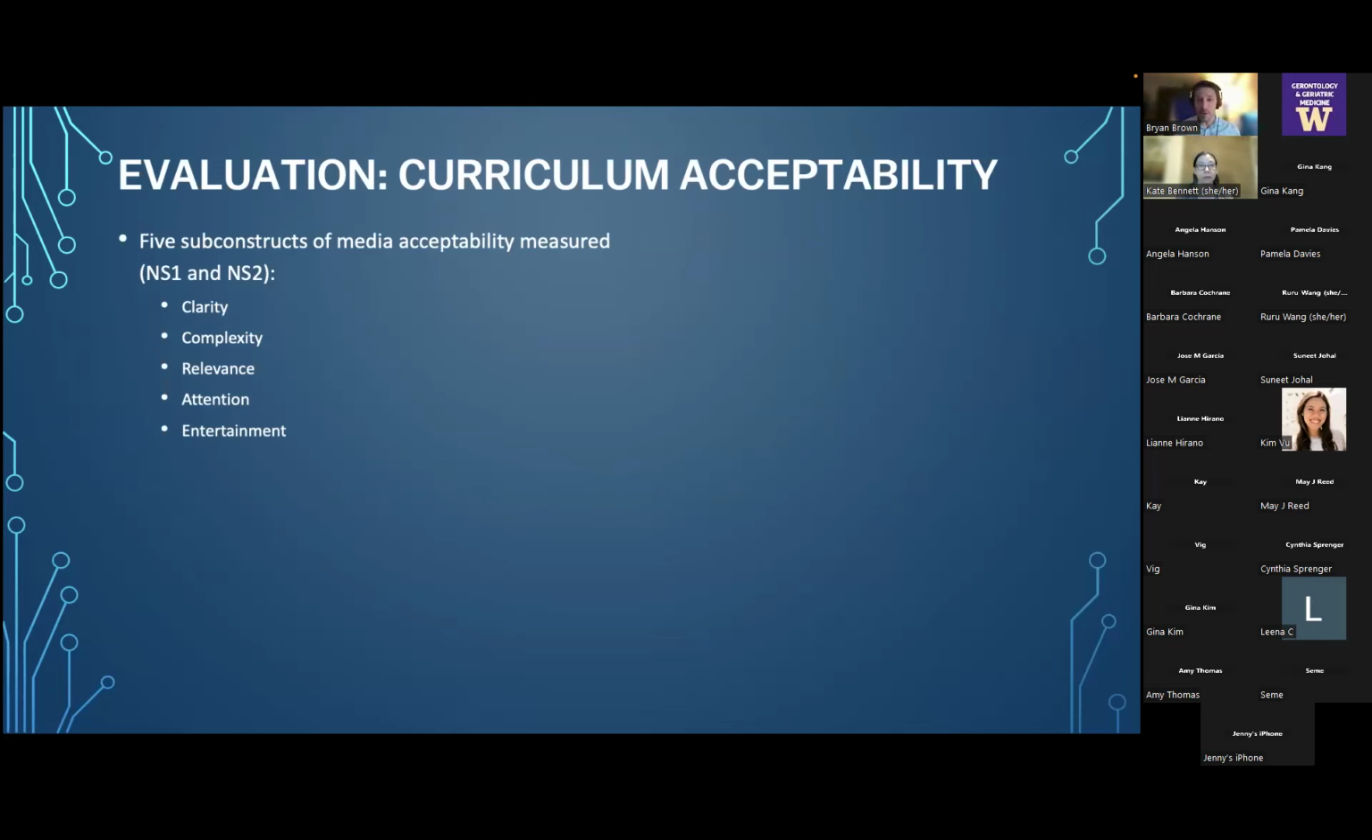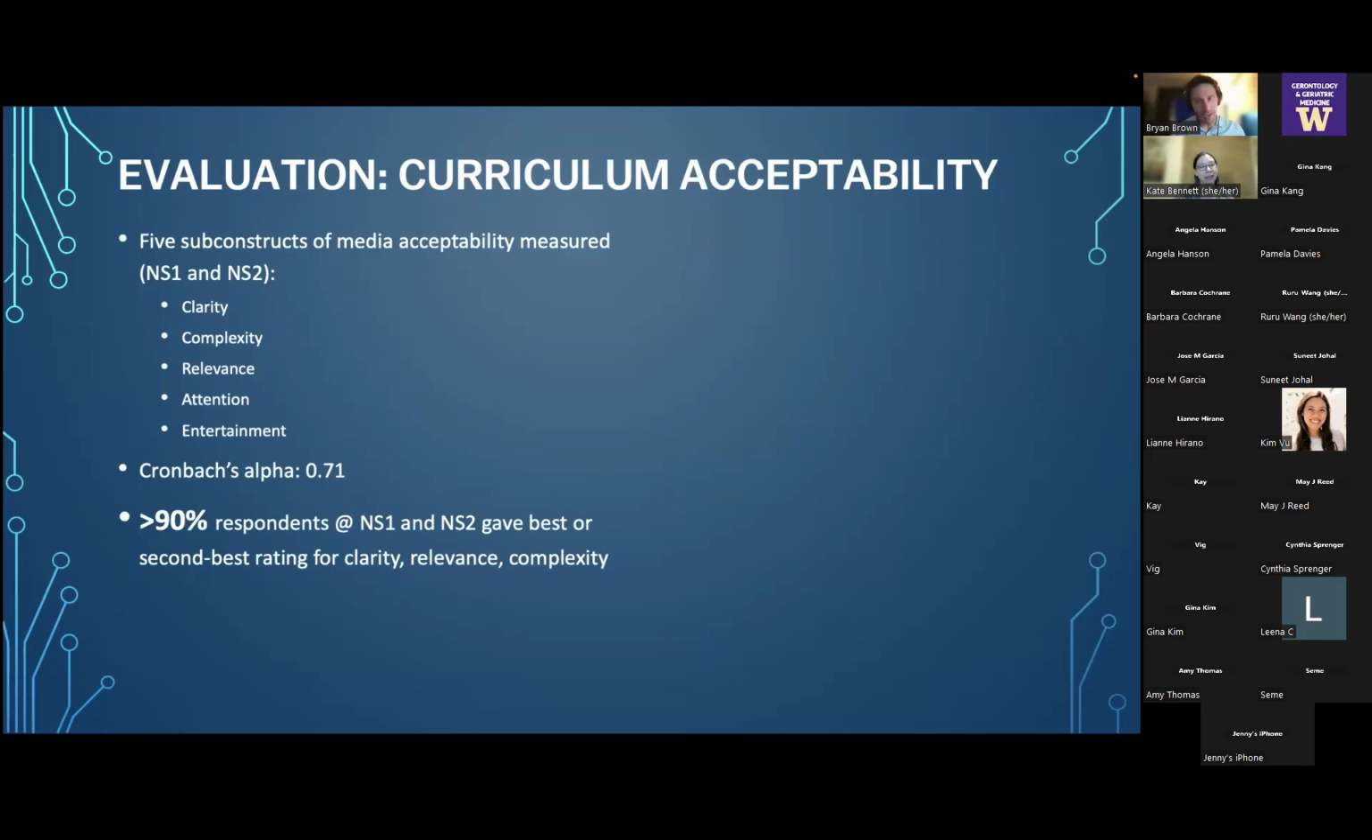I've also done this with some of my projects. I call it a composite acceptability score. So I look at different parameters. I ask them about the clarity of the video, the complexity, the relevance, maintaining attention, and how entertained they were, and then use that to kind of look at how acceptable the video was. I won't explain Cronbach's alpha now for sake of time. You can ask me after if you want.